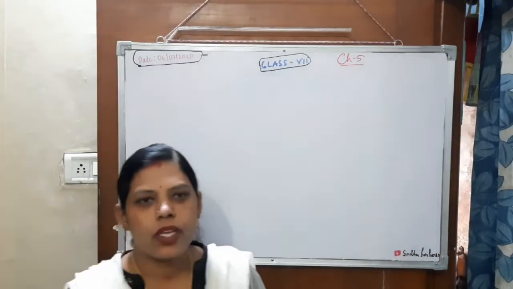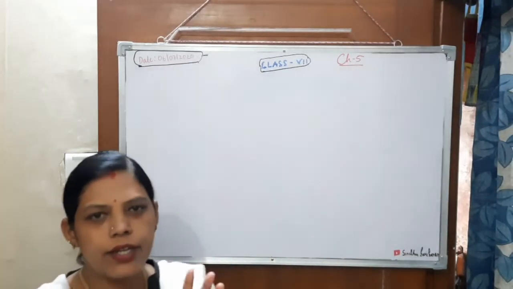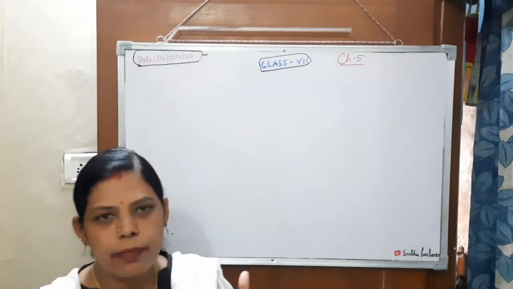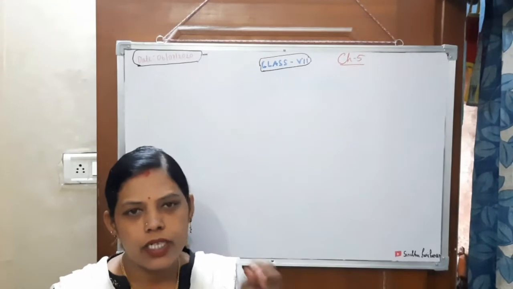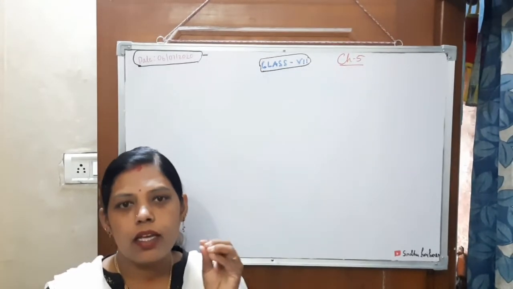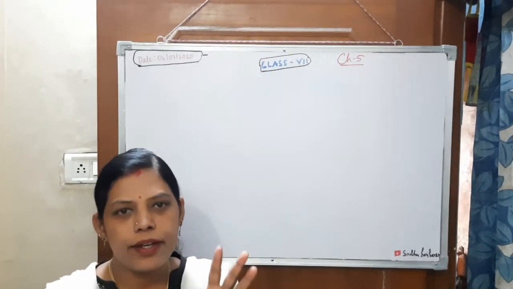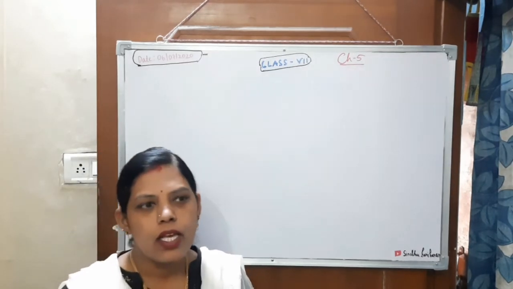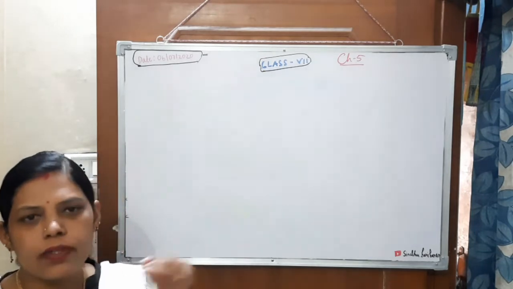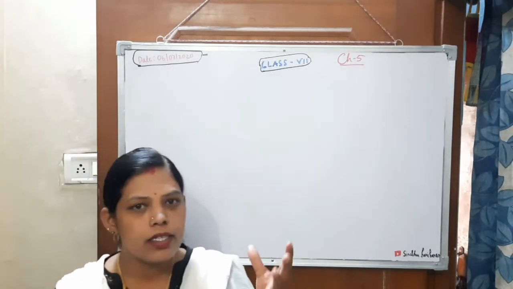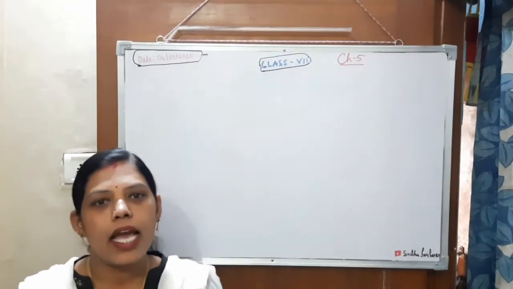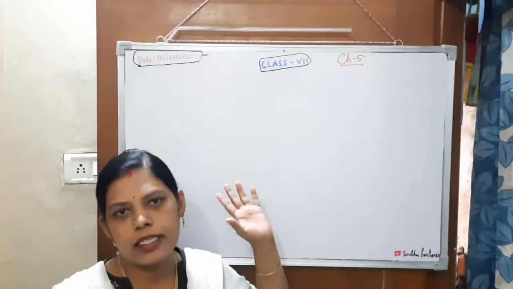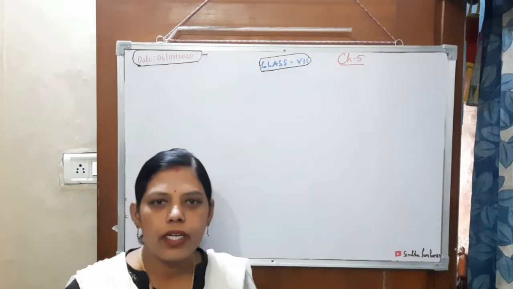Good morning, children. In the last video you learned about acid. What is meant by acid? The word acid comes from the Latin word acidus, which means sour taste. It was explained by the Swedish scientist Svante Arrhenius, from the word acidus.